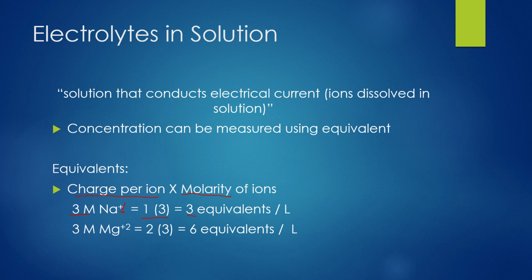The next example has the same concentration as the sodium ion, but we also need to take into account the ion itself. In this case, magnesium is a +2 ion. So we are taking the charge of 2, multiplying it by the concentration of 3, and we get 6 equivalents per liter.